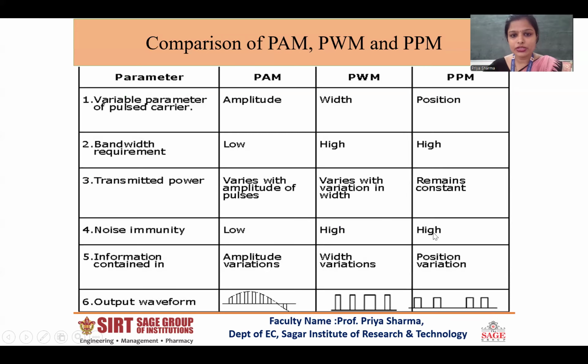This is the comparison between all the analog pulse modulation techniques which I have taught in this whole lecture, converted to a tabular form. Firstly, the variable parameter of the pulse carrier is the amplitude here, the width here, and the position here. Bandwidth requirement is minimum in PAM and higher in pulse width and pulse position. Transmitted power varies with the amplitude of pulses, varies with the width, and remains constant for position. Noise immunity is lower in pulse amplitude modulation and higher in both the others. The information is contained in the amplitude, the width, and the position respectively. And this is the waveform which we have earlier discussed.